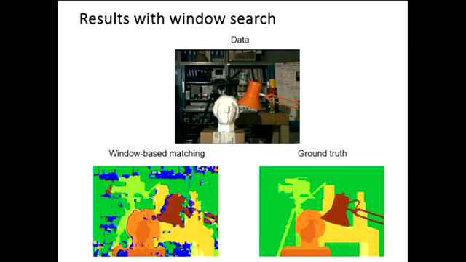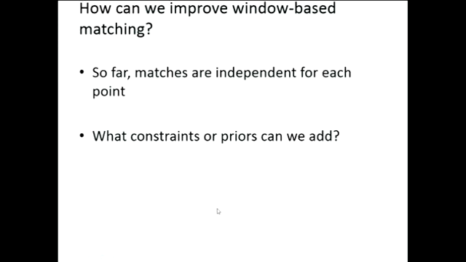So here's an example. This is a stereo image, there's another stereo image, and this is what we get with the window-based matching. There are a lot of errors on the boundaries of the images, and on these metallic specular surfaces there are some errors. There are other parts that are okay, but it's pretty noisy. Compared to the ground truth, where red is close and green is far away, it's a lot noisier and there are more errors. So the next question is, how can we improve on this simple matching?